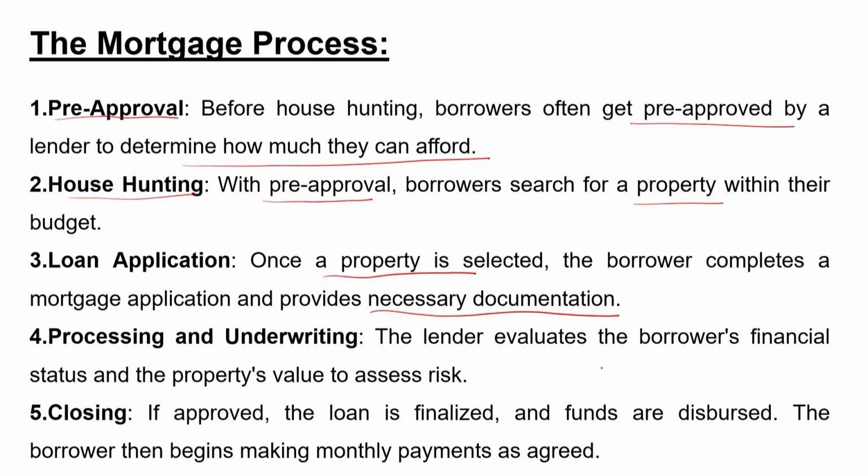Then processing and underwriting is done, where the lender evaluates the borrower's financial status as well as the property's value for the purpose of assessing the risk that may be involved in providing the mortgage loan. And after that the loan is approved and finalized, and the funds are disbursed to the consumer. Then the borrower starts making the monthly repayment of the loan as agreed by the bank and the consumer. So this is the mortgage process.